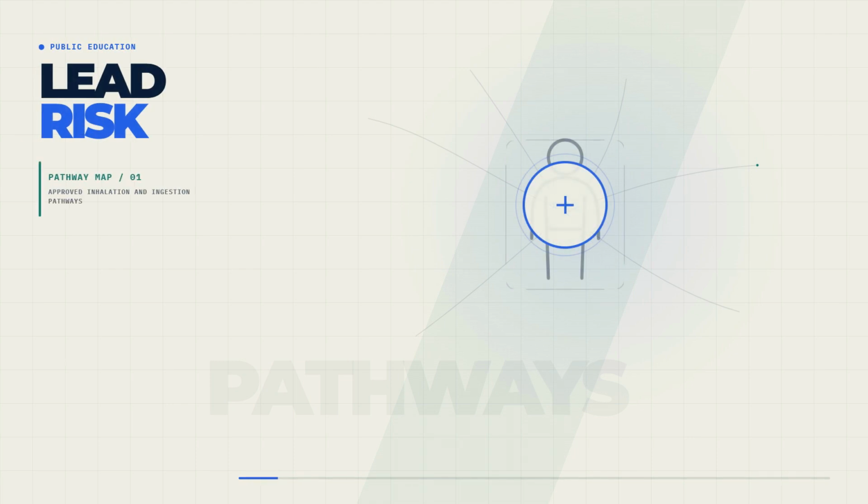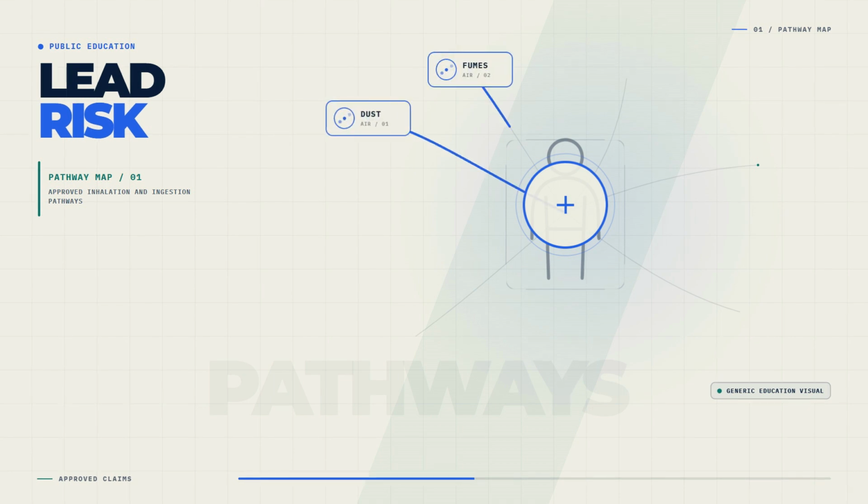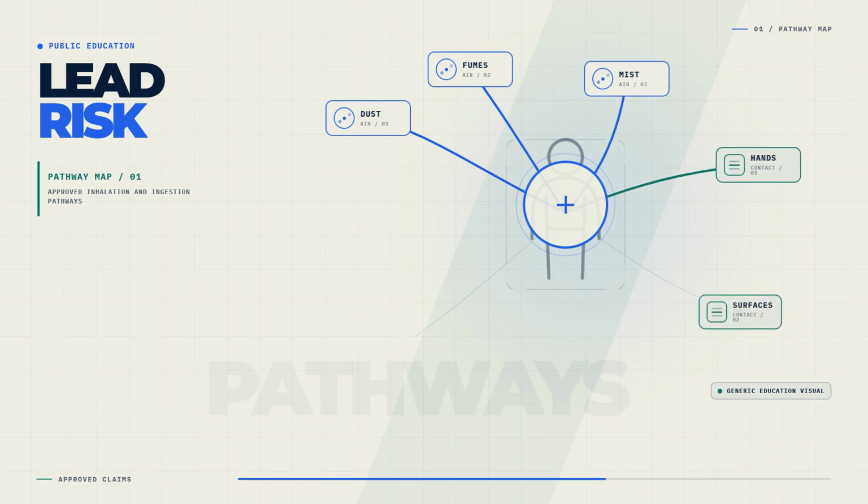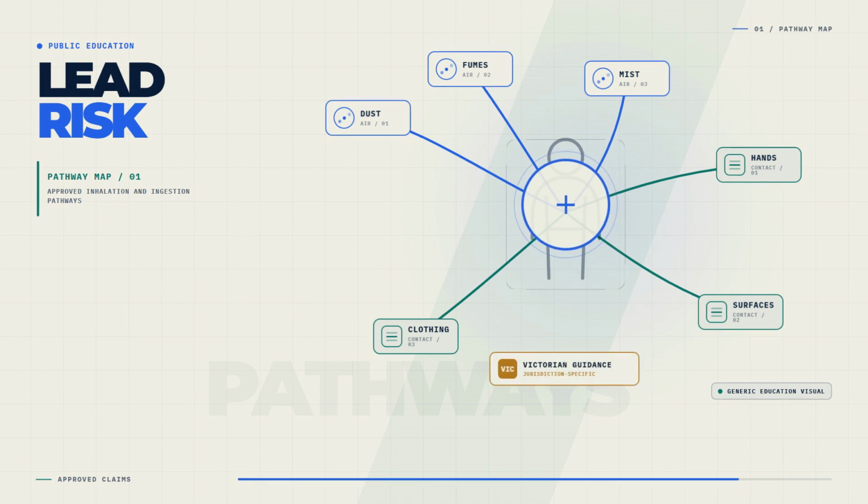Lead risk at work is not always obvious. Lead can enter the body through inhalation of dust, fumes or mist, and through ingestion from contaminated hands, surfaces or clothing. This film maps those approved pathways, then shows the control order and the exact Victorian limits that matter.